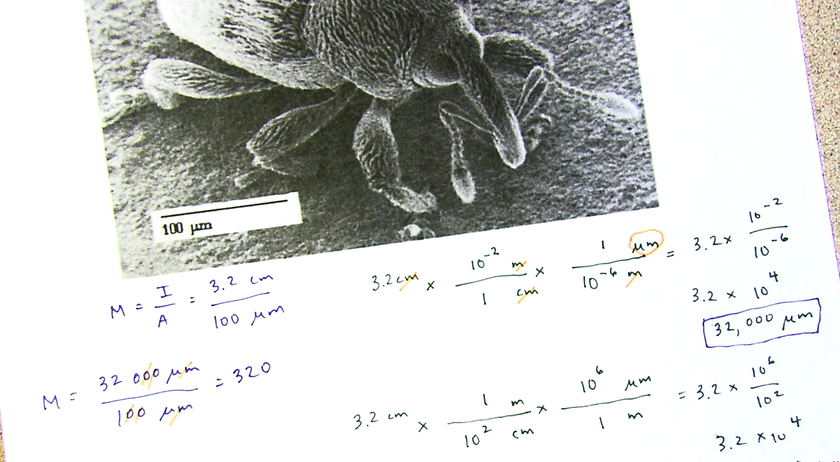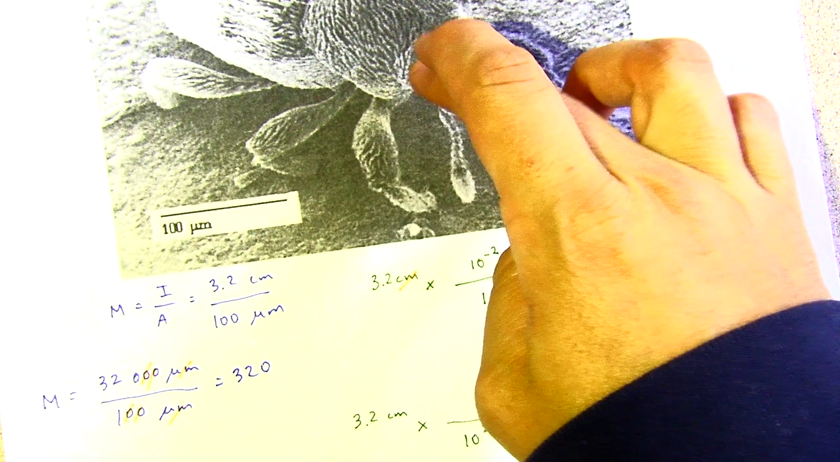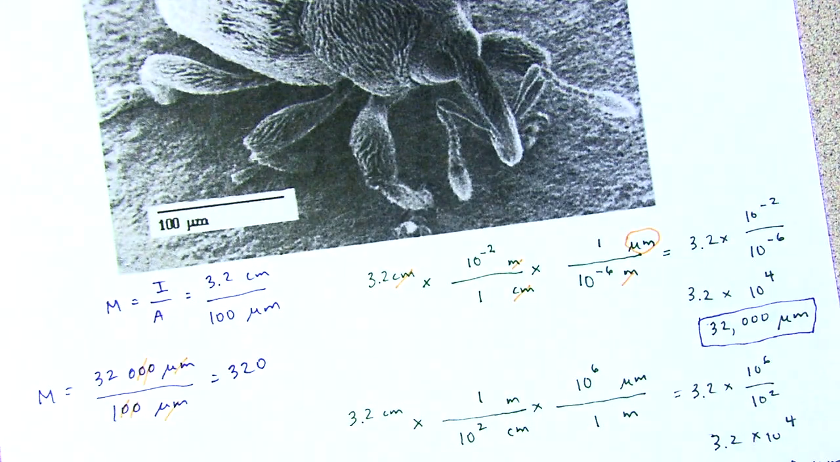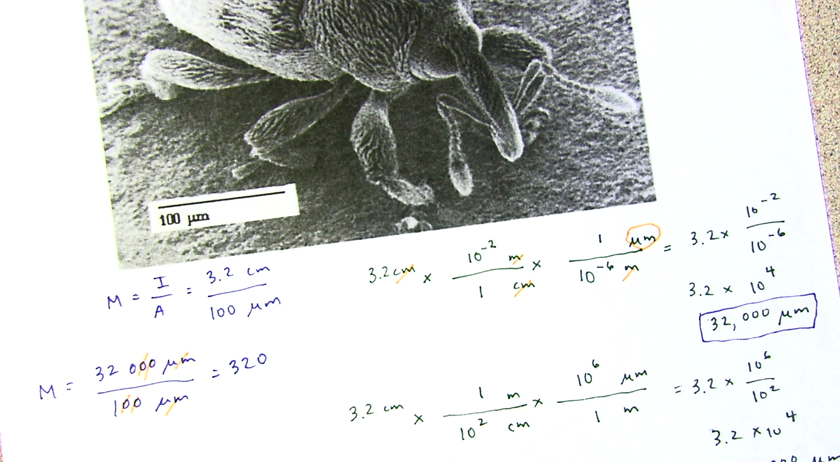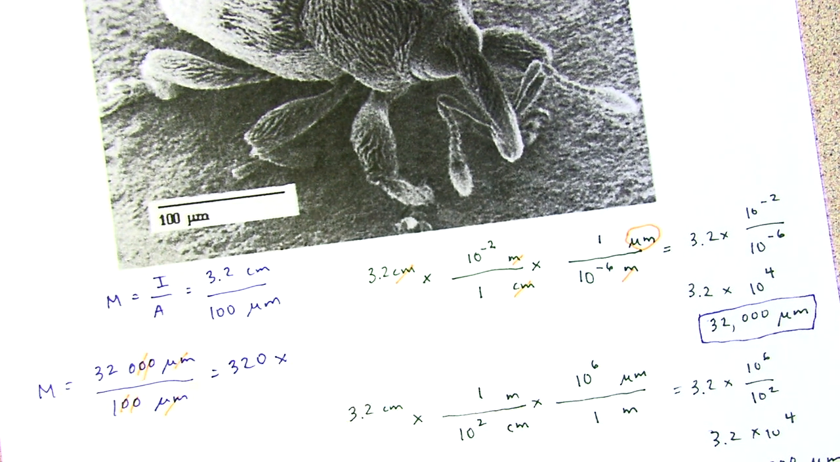And what that means is that the picture of the beetle is 320 times as big as the actual beetle. So the magnification is 320. This picture is 320 times as big as the actual beetle. And sometimes we represent magnification with just an X, so 320 times.